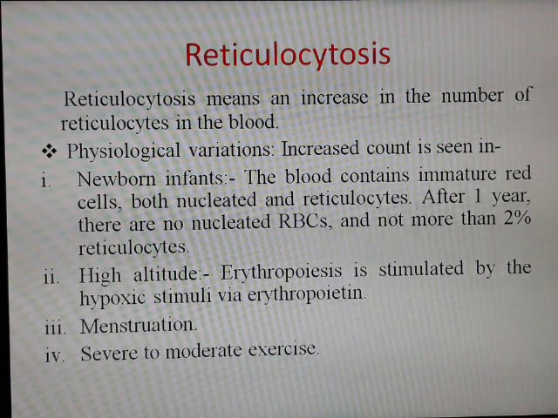In high altitude, hypoxic means a decrease in the amount of oxygen, and we need oxygen to survive. As oxygen is less, our body tries to produce erythropoietin. It is stimulated by the hypoxic stimulus, and as more RBCs are produced, we know that hemoglobin is present in RBCs, so more RBCs means more hemoglobin, and more hemoglobin means more oxygen carrying capacity. That is, more oxygen will be taken. Anyways, in severe to moderate exercise also, researchers have seen reticulocytosis, as well as in menstruation.